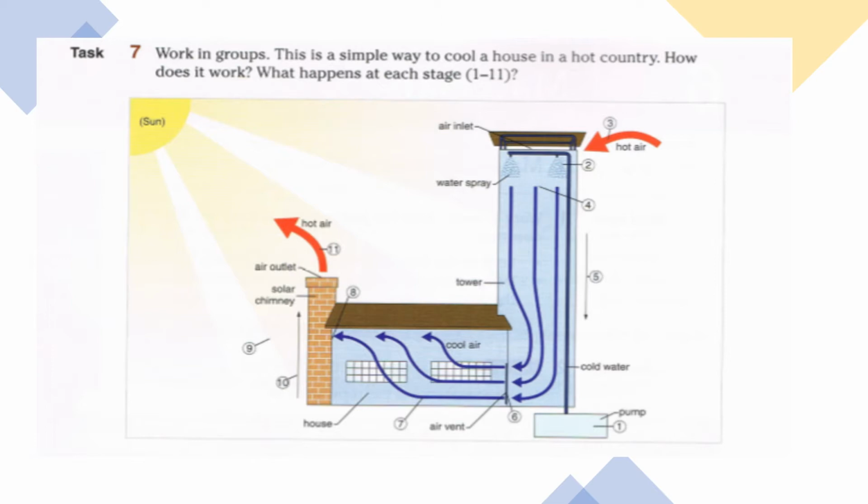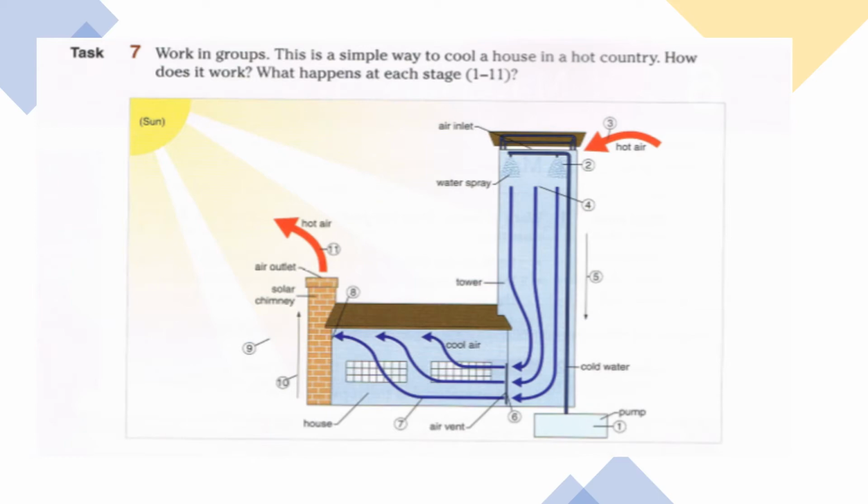This is a pump. This pump pushes cold water, as you see, in the pipe, and we notice that the color is blue, which means cold. Let's look at number 2. Number 2 is at the top. There are 2 water sprays. So there are 2 places that spray water, and of course this water is cold.